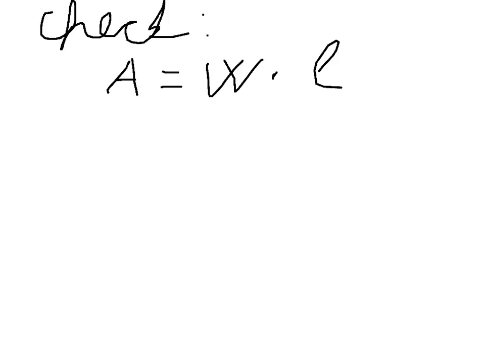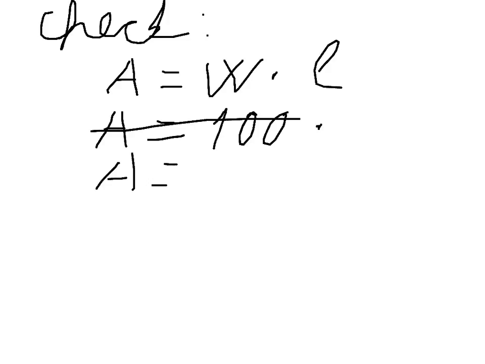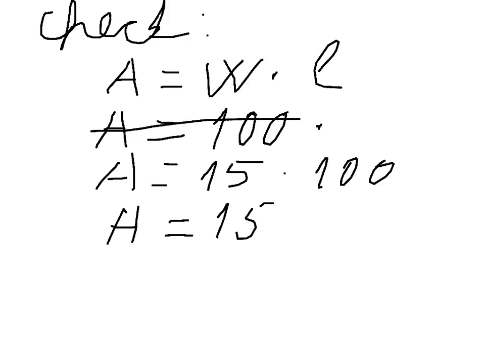Then we check our answer. We know that area equals width multiplied by length. So it equals 15 multiplied with 100, and it will be exactly 1,500 meters squared.